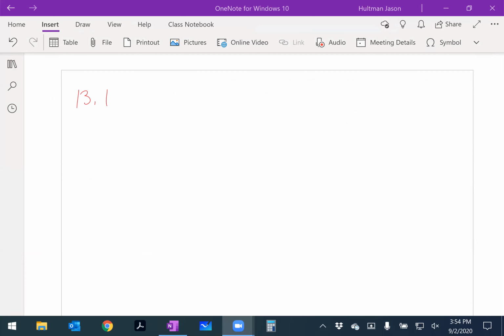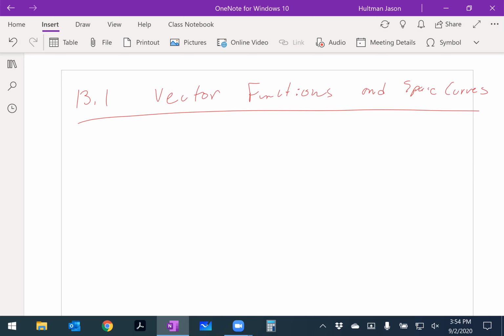Okay, 13.1, vector functions and space curves. Vector function and space curve.